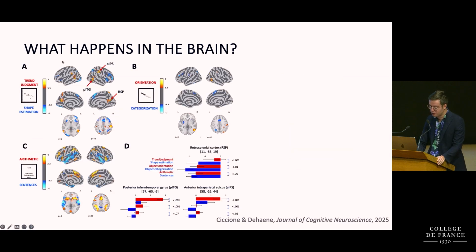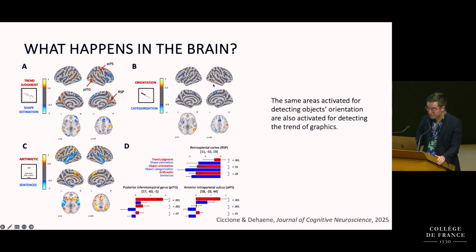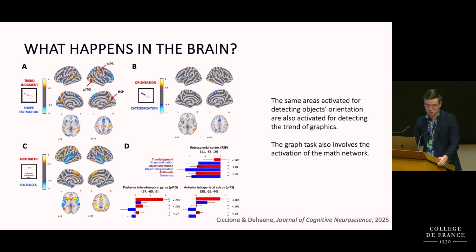The results are here. I think the main thing to keep in mind is that we find that the same areas such as the LOC and the PITG that are activated for detecting the orientation of objects are also activated for detecting the orientation of graphs, which is probably a novel example, again, of cultural recycling. But crucially, graphs are not just objects. So at least in our sample, who were all STEM students, so people who know what a graph is, also the IPS is activated, so the classic math network.